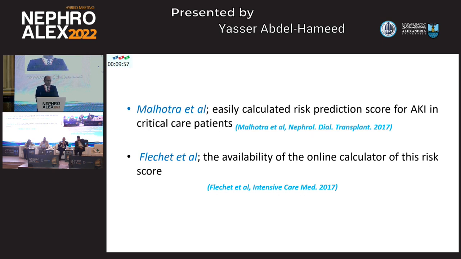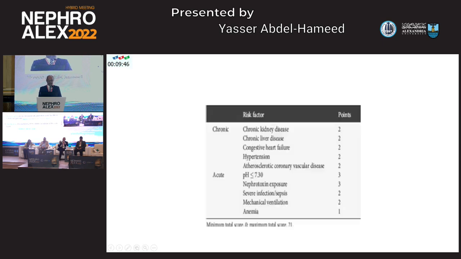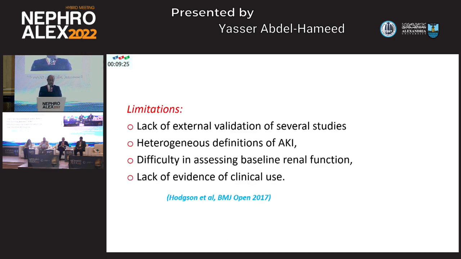The two most famous are the Malhotra score, easily calculated in critically ill patients, and Flechet et al., which are both available online and can calculate the risk. This is the Malhotra risk score, made of chronic variables: chronic kidney disease, chronic liver disease, congestive heart failure, hypertension, and atherosclerotic disease; or acute variables, including metabolic acidosis, nephrotoxins, and severe infection. More than 5, the patient is high risk, and less than 5, the patient is low risk.